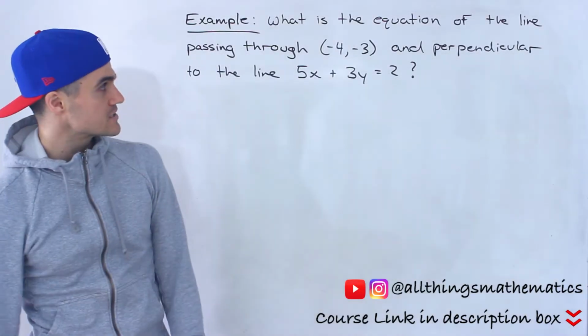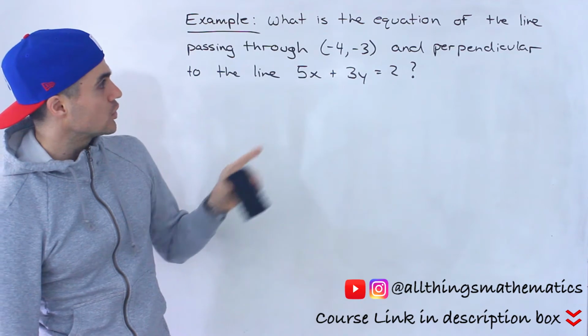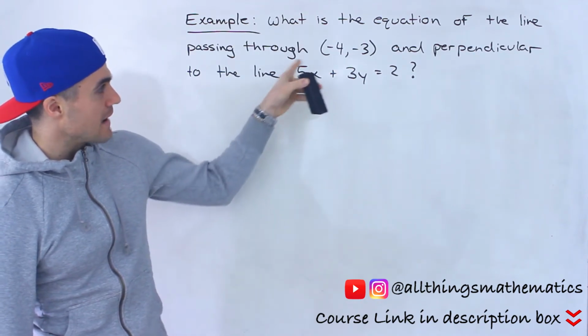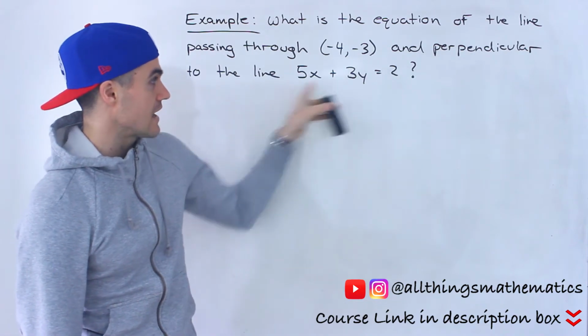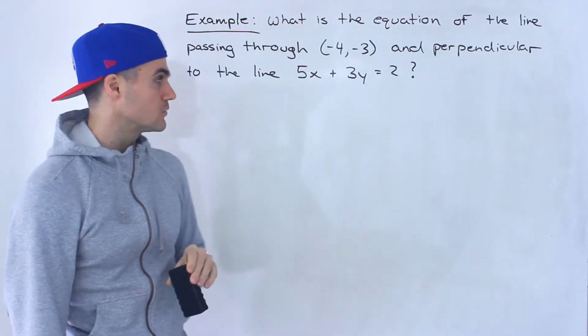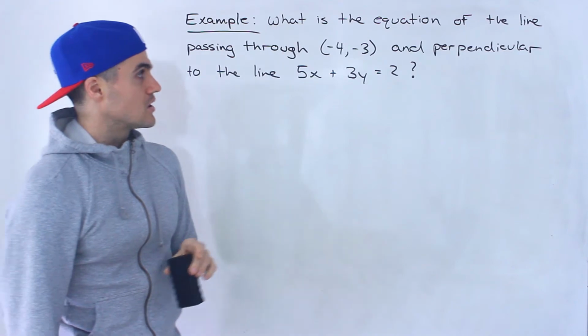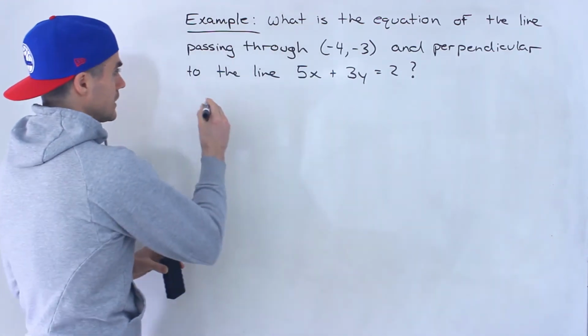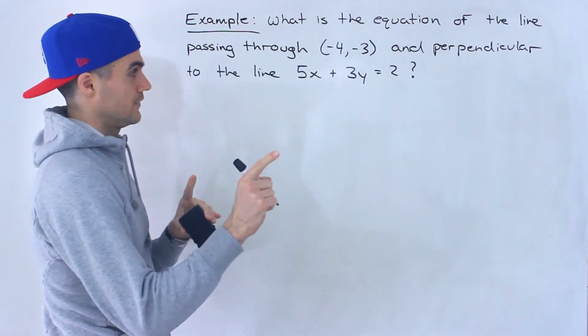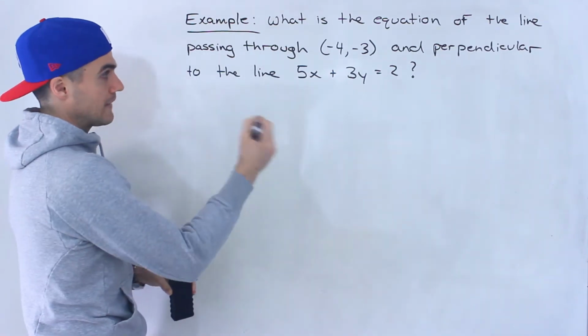Moving on to the next question. We have to find the equation of the line that's passing through this point, -4, -3, and is perpendicular to this line, 5x plus 3y is equal to 2. When we're finding the equation of a line, we either need 2 points on the line or we need a point and the slope.